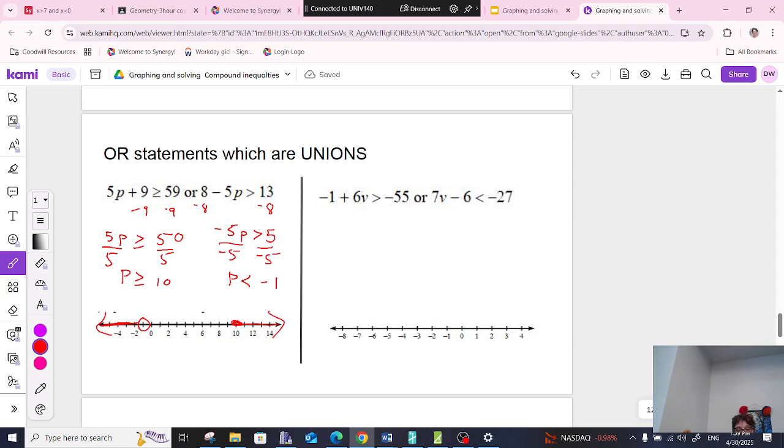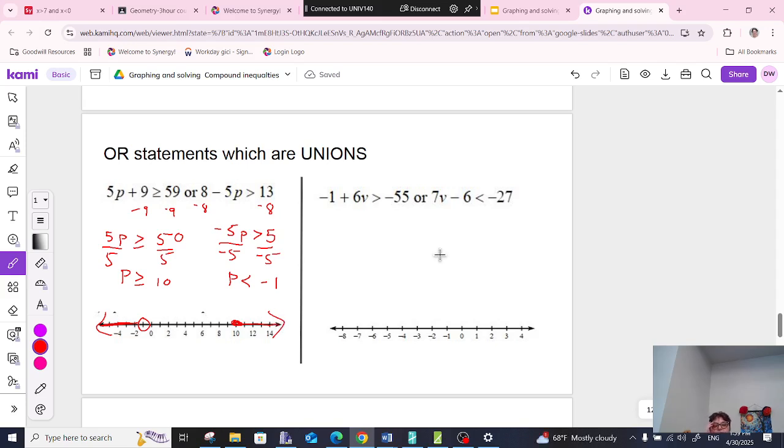This one has a solution because now we are doing or statements. And ors are unions. So as long as it could be solved for one, we're in good shape. So this one has all these solutions. The only ones that wouldn't work are the ones in between, which cannot work for either of them. You just need one for this to work. So this is the correct answer for this one. Okay?